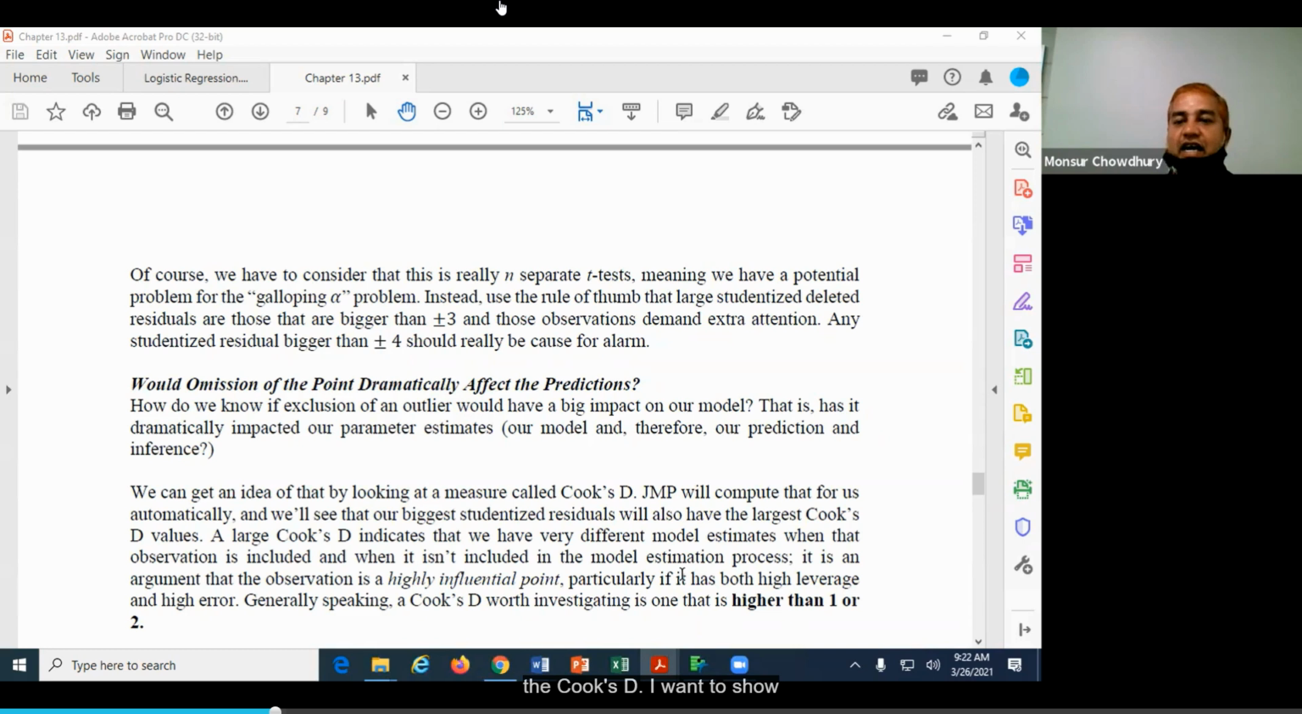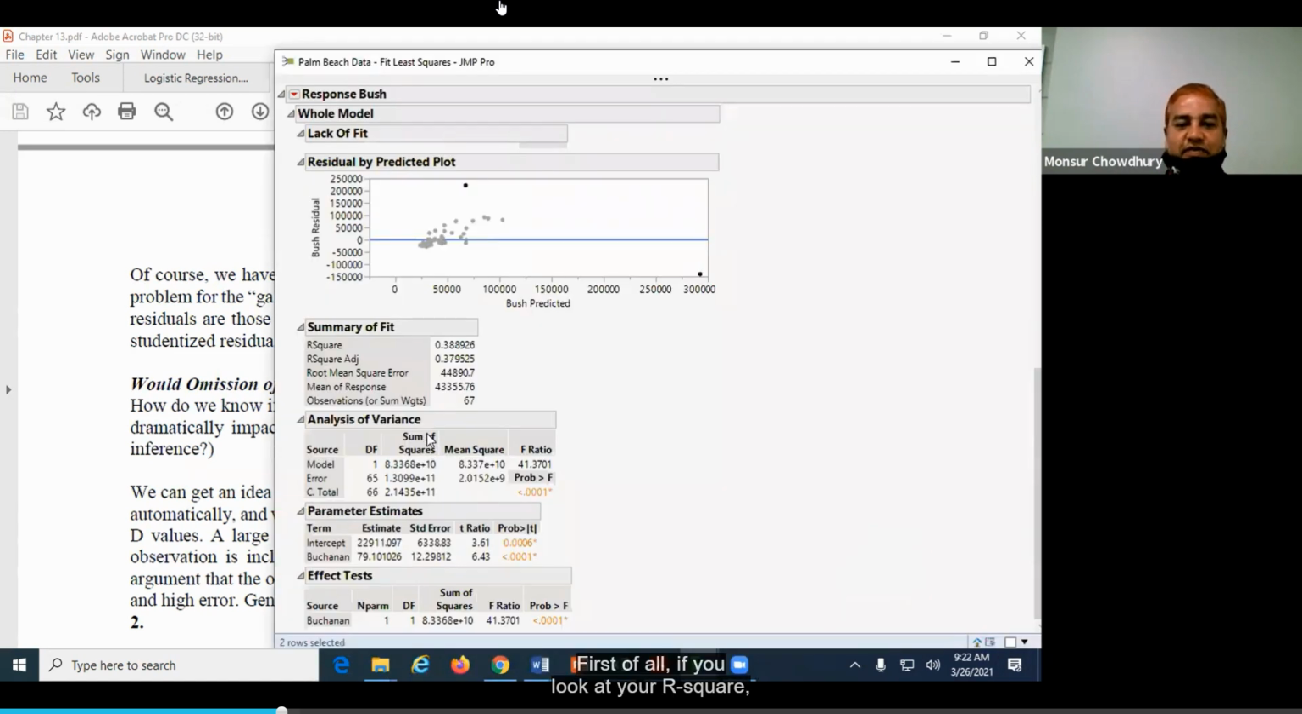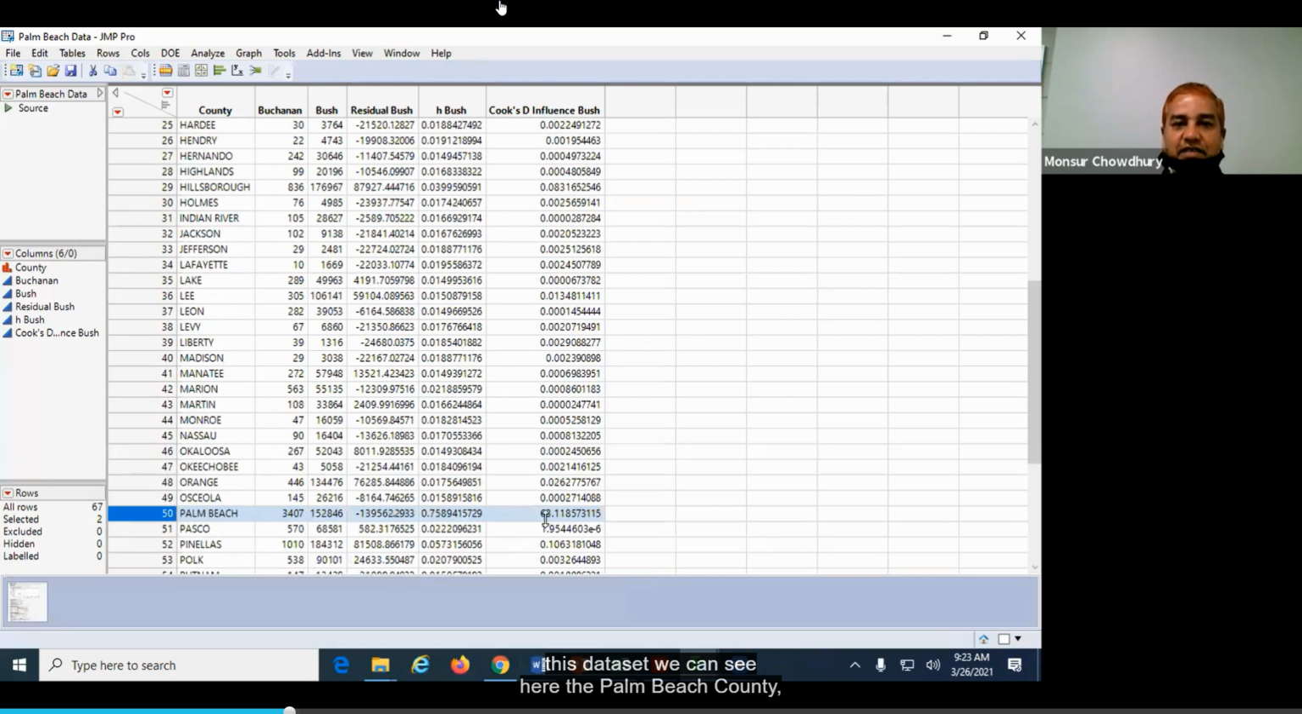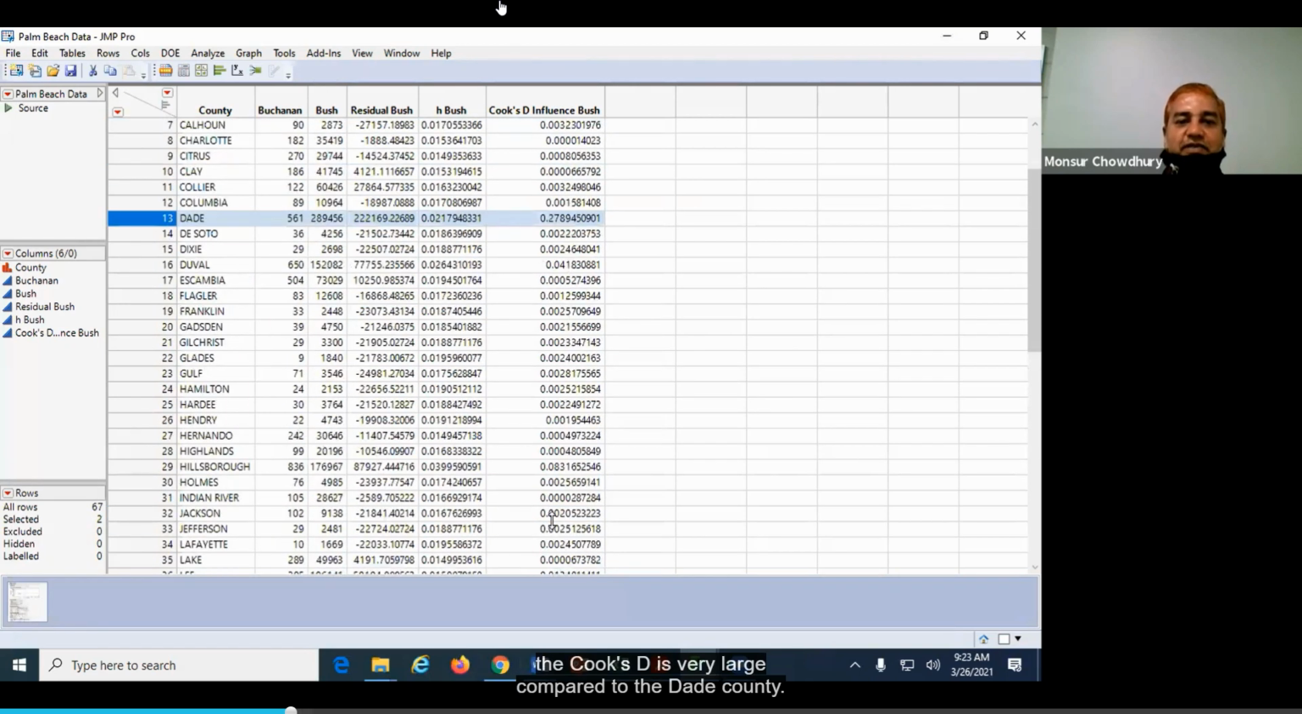Now, I want to show you that if I don't include this point, whether we get different parameter estimates. So look at this now. First of all, your R square is 38% here. Our parameter estimate is 79.10. This is with including the point, because which one has the largest Cook's D? If you go back to this data set, we can see here the Palm Beach County, the Cook's D is very large compared to Dade County.